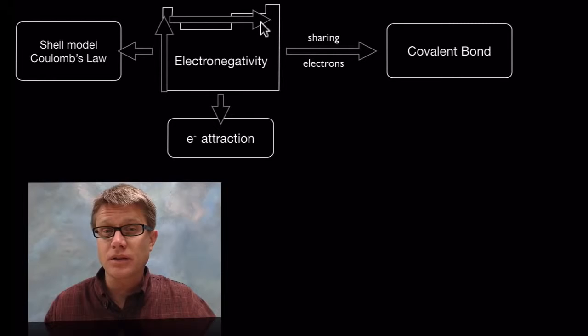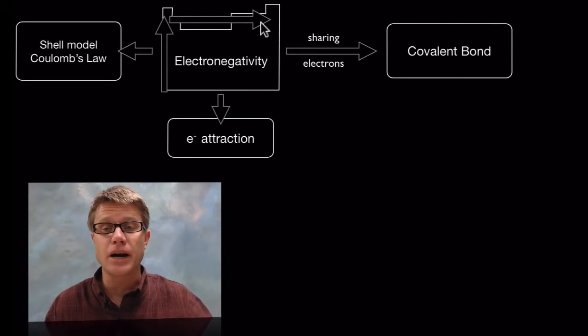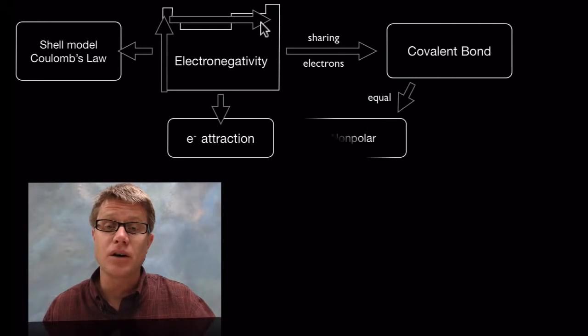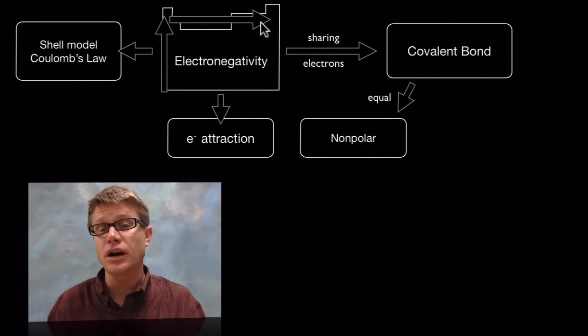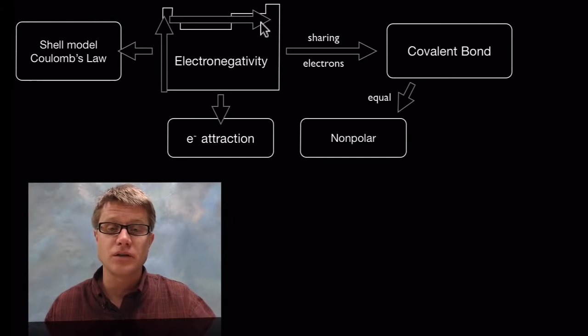Based on those electronegativities, we can look at the atoms inside a molecule and figure out, is it a covalent bond? And if so, what type of covalent bond is it? Now, if those electronegativities are exactly the same, then we call that a nonpolar covalent bond. An example would be oxygen that you're breathing right now. It's two oxygen atoms. They have the same electronegativity, so they're going to share the electrons equally.